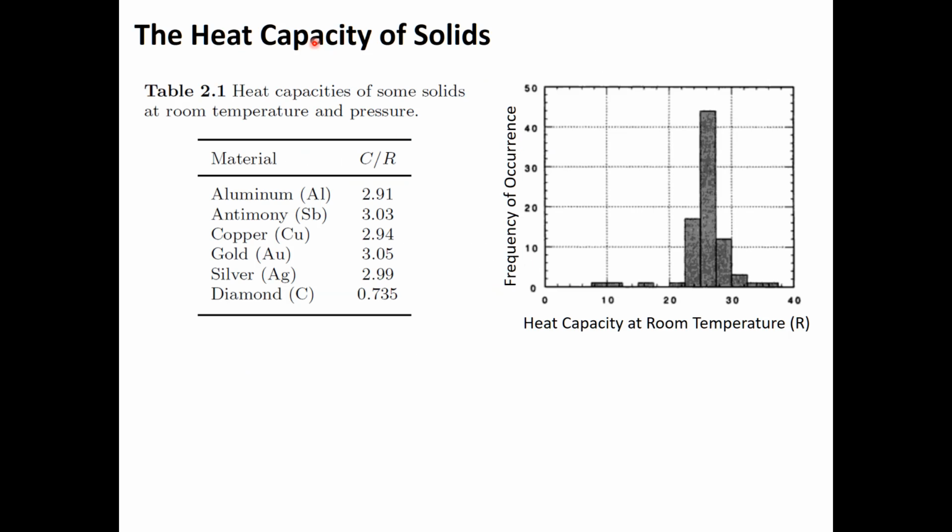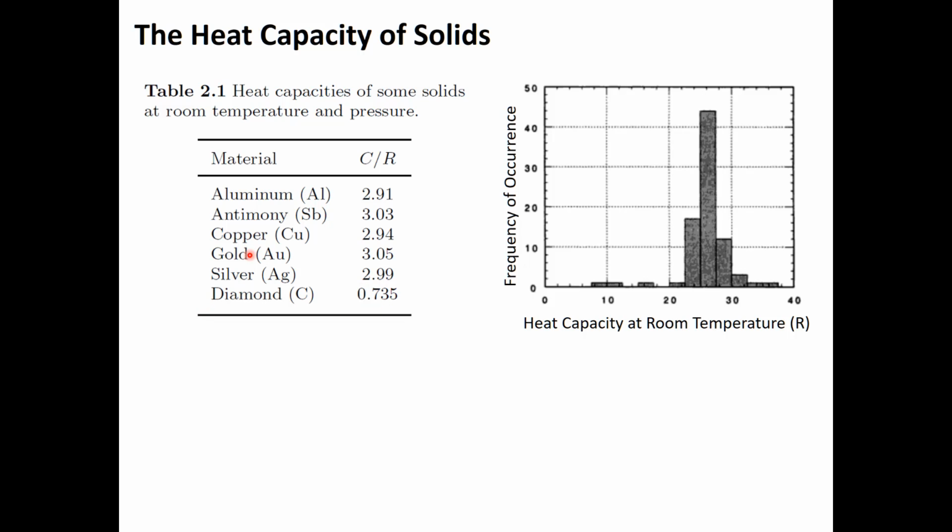The first thing that I want to show you is a graph of the heat capacity of solids. And this is a variety of solids. And here is the frequency of occurrence as a function of the heat capacity. And so this is like joules per mole Kelvin, I'm guessing. So if I look over here, the heat capacity of aluminum, antimony, copper, gold, silver, these are all about 3R. And diamond is a little bit of an outlier at 0.735R.